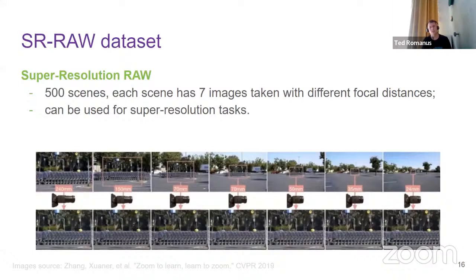First, the SRO data set, or super resolution RAW, consists of 500 scenes, and each scene has 7 images taken from the camera in the same spot, but with different focal lengths. For example, the top left and the second top left images show an example of a zoomed out pair of images. Basically, this gives us the same scene in multiple resolutions, which we can use for super resolution task.